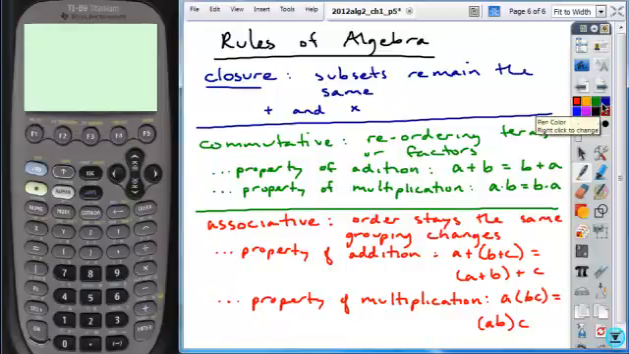In addition to these two, there are identity and inverse properties of both addition and multiplication. So we'll talk about those here in just a sec.